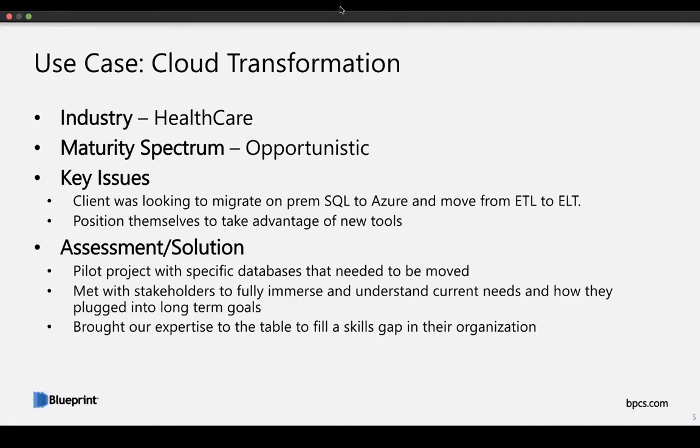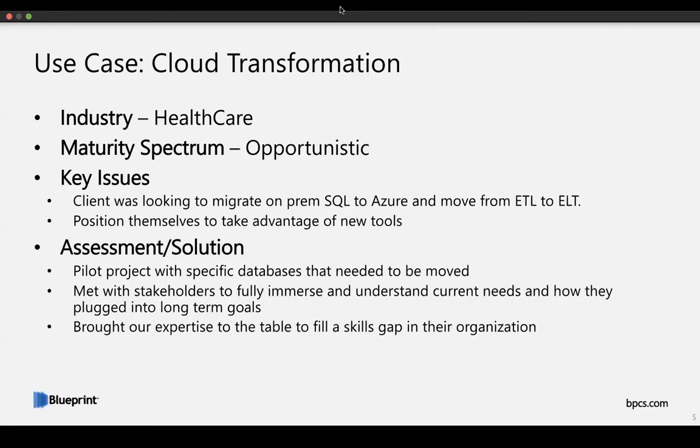They had very specific databases that they were looking at moving, or very specific subject matters that they wanted to move. And they wanted to position themselves to take advantage of new tools. So through discussions, we understood what their use case was.